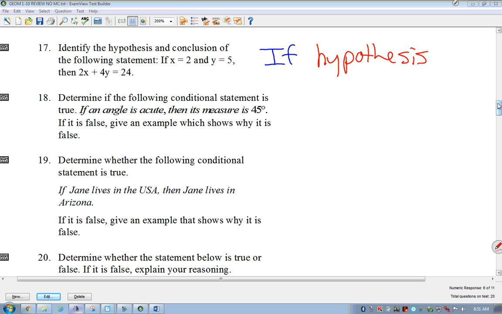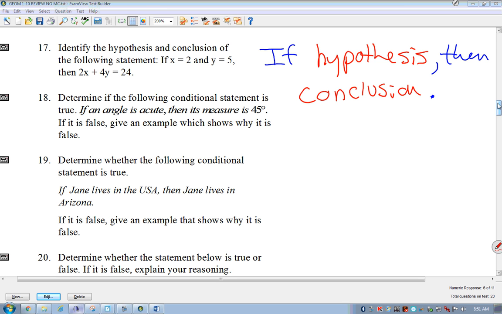How do I know when the hypothesis stops? Okay. Comma. Then what? Conclusion. How do I know when the conclusion is over? Okay. All right, so the hypothesis is that red portion there, and I probably should have made the conclusion a different color. But what is the hypothesis now that you look at our statement?